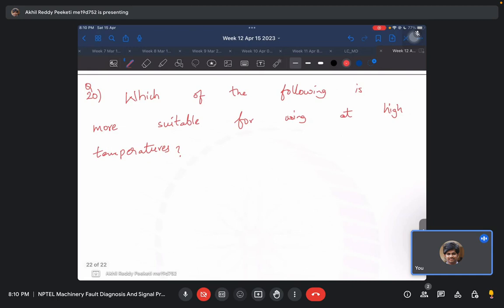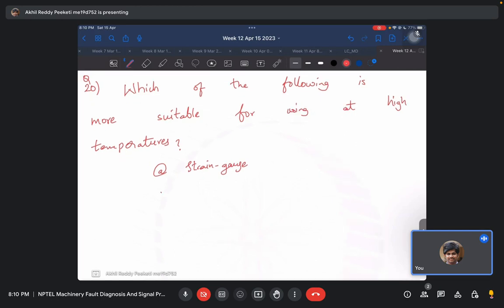So which of the following is more suitable for use at higher temperatures? Strain gauge based accelerometer, or piezoelectric based one, or LVDT, or none of them are useful for high temperatures. Which is more suitable for using at higher temperatures?